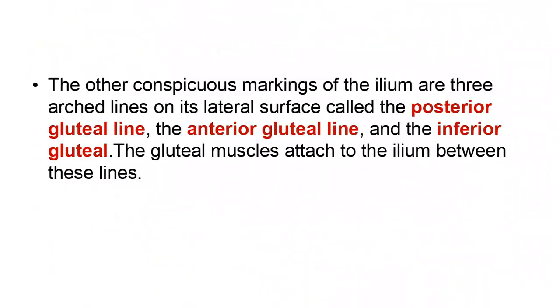But you can also check on this other surface marking of the structure. The other conspicuous markings of the ilium are the three arced lines on its lateral surface, called the posterior gluteal line, the anterior gluteal line, and the inferior gluteal line. The gluteal muscles attach to the ilium between these lines. So let's go back to our image and check where these gluteal lines are found, because they're so important, as the gluteal muscles attach between these lines.